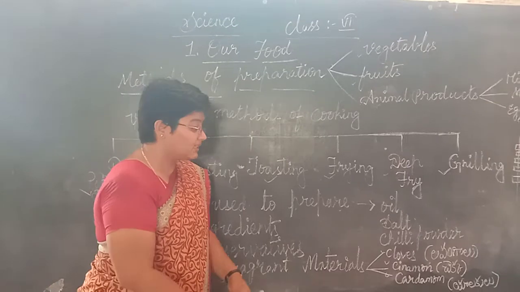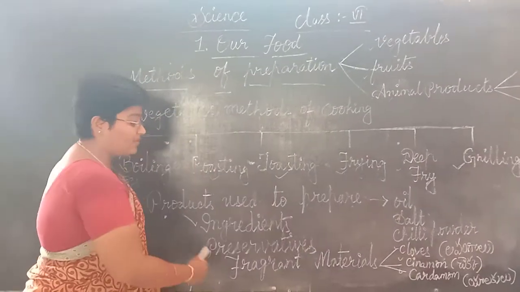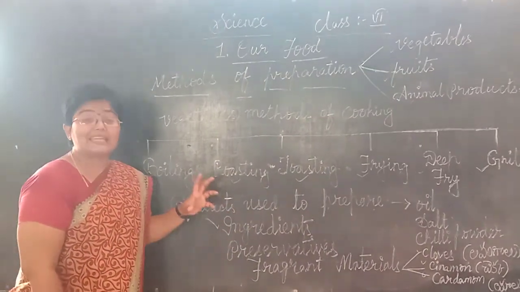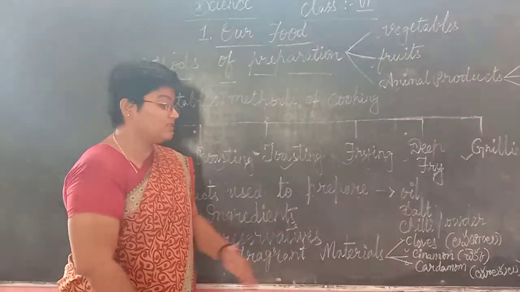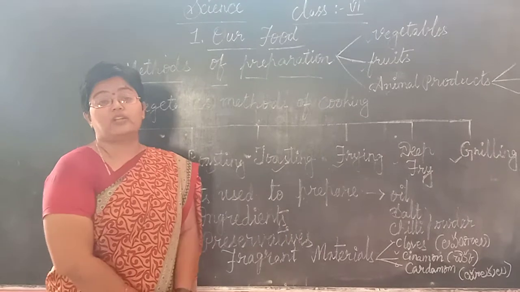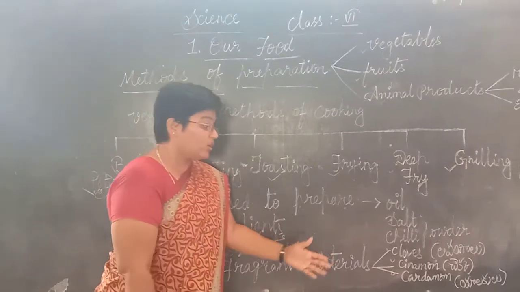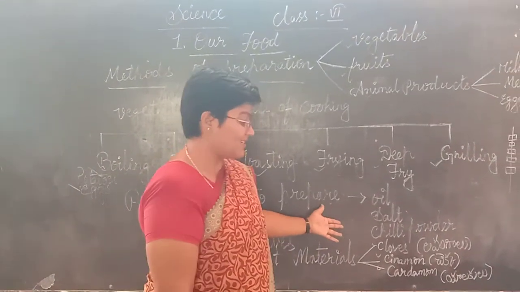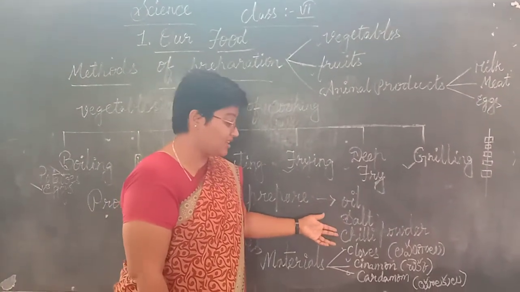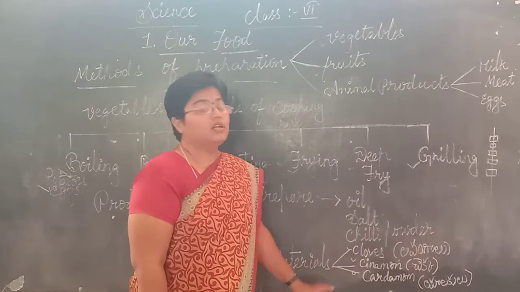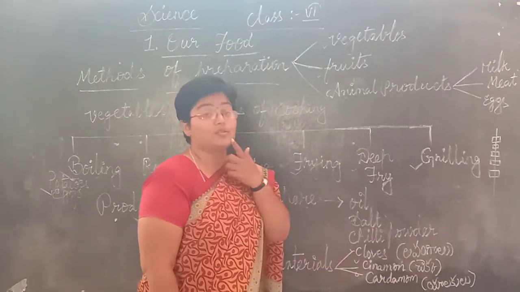Like this, these are the different kinds of fragrant materials which give a very good taste and a good flavor to the food. By using these, we also get some medicinal values. So these are spices as well as fragrant materials and some are medicinal value items, which are used in our food items also.